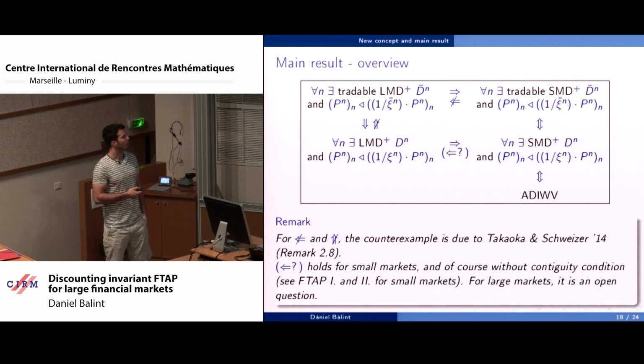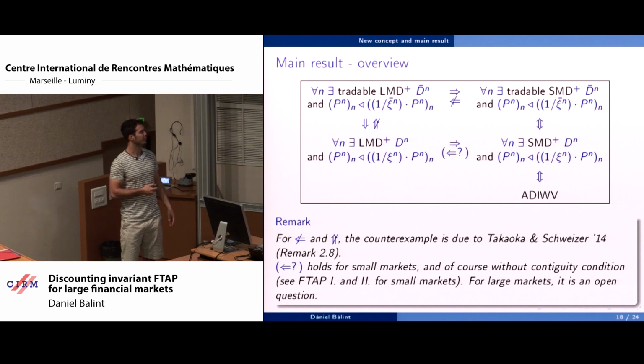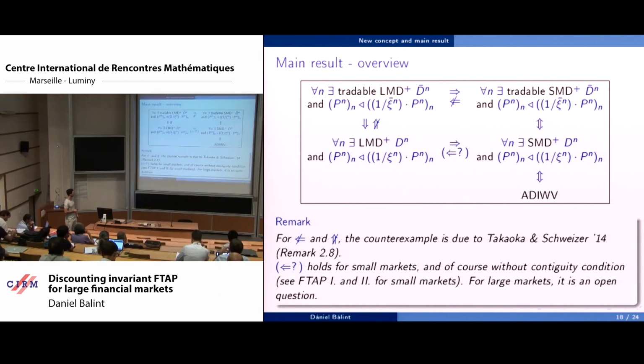Then the tradable LMD, this won't be equivalent, this is for sure, because it's not even equivalent for small markets. In small markets, we have a nice counterexample due to Takaoka and Schweizer in 14, where there's a market which has a tradable supermartingale deflator. It has a local martingale deflator, but it doesn't have any tradable local martingale deflator. So these two implications won't be true, of course, also in the large market framework.